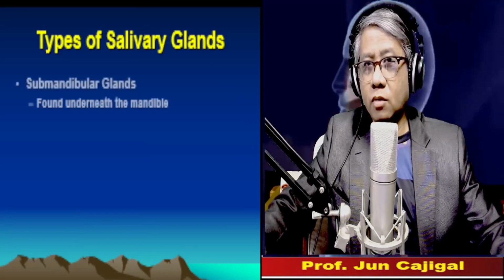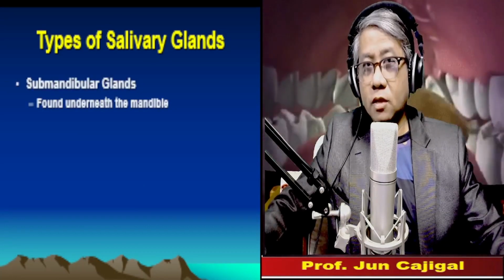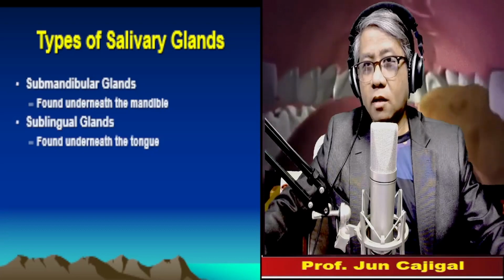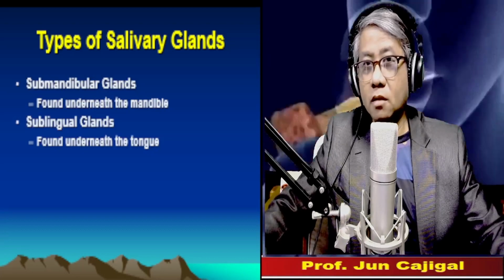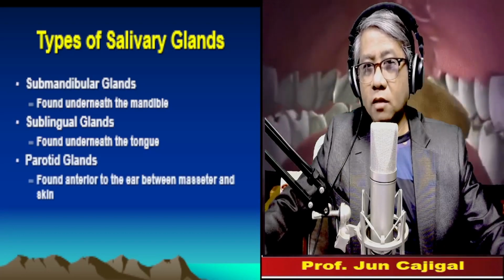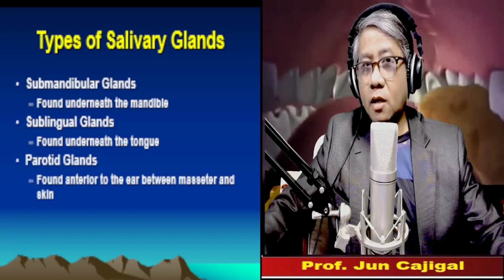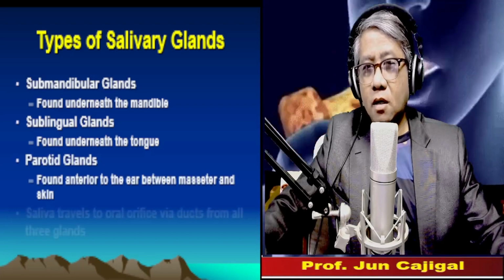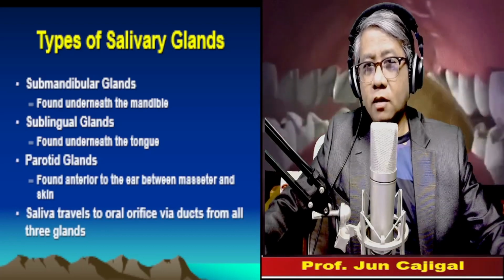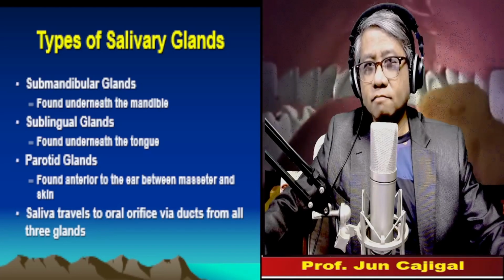The first is what we call submandibular glands, which is found underneath the mandible. Then we have the sublingual glands found underneath the tongue. And we have the parotid glands found anterior to the ear between the masseter and the skin. And saliva travels to the oral cavity via ducts between the three glands.